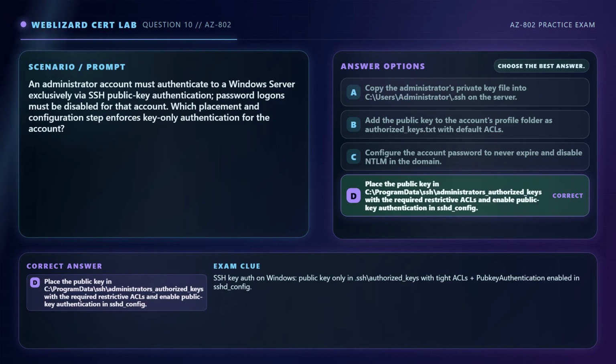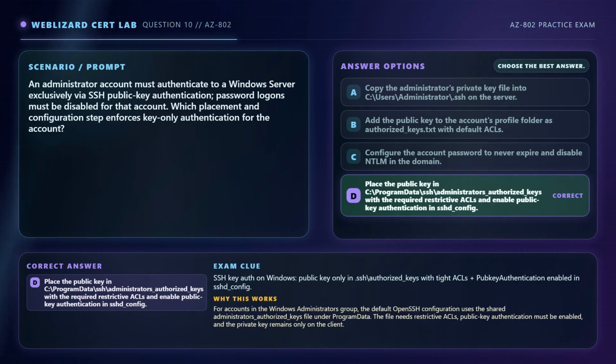The correct answer is D. Place the public key in C:\ProgramData\ssh\administrators_authorized_keys with the required restrictive ACLs and enable public key authentication in sshd_config. For accounts in the Windows administrators group, the default OpenSSH configuration uses the shared administrators_authorized_keys file under ProgramData. The file needs restrictive ACLs. Public key authentication must be enabled, and the private key remains only on the client.